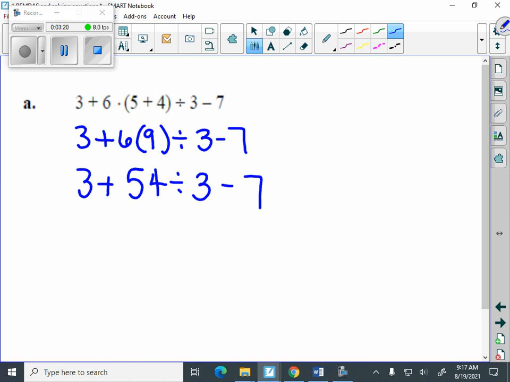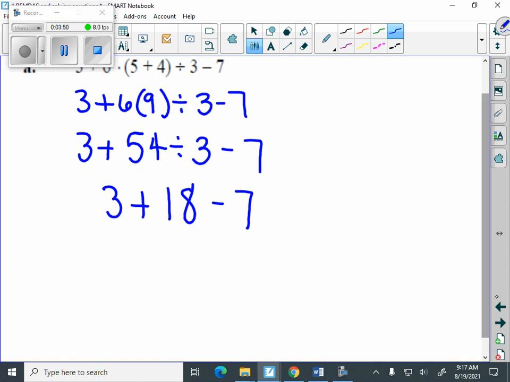Well, we need to do the division now, because we worked from left, and now we've got 54 divided by 3, so this is 3 plus, and if you need to, you type it into decimals, you type it into a calculator. 54 divided by 3 is 18, minus 7. And then, finally, we really can finish at this point. 3 plus 18 is 21, minus 7. Notice that I did work from left to right. And then 21 minus 7 equals 14.